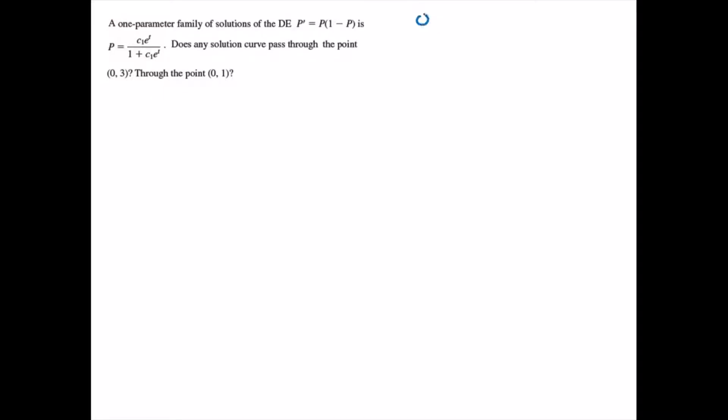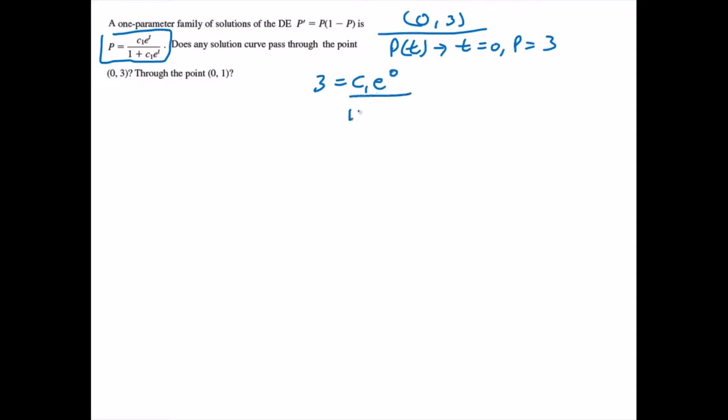So let's first take a look at the point 0, 3. So we have some function p, which is a function of t. So if we have the point 0, 3, that means that when t is equal to 0, p is equal to 3. So we'll plug that into the equation. So if p is equal to 3, we'll have 3 equals c sub 1 times e to the 0 over 1 plus c sub 1 times e to the 0.